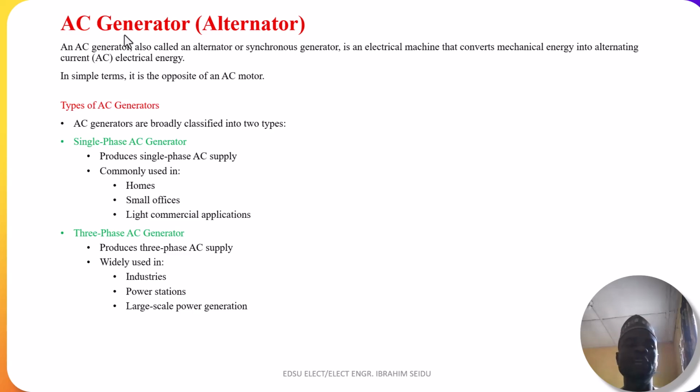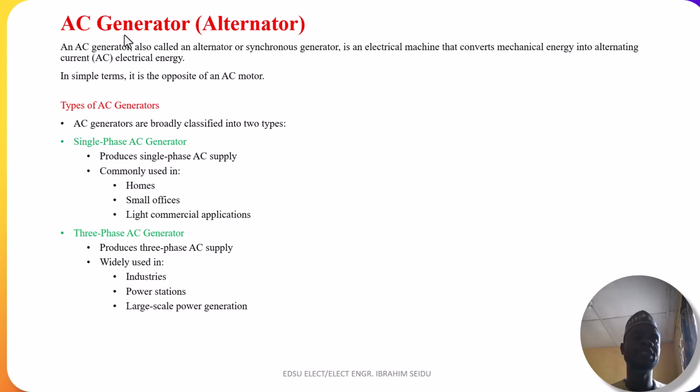Now let's give a proper definition of an alternator. An AC generator, also known as an alternator or synchronous generator, is an electrical machine that converts mechanical energy into alternating current electrical energy. It simply converts rotational or mechanical energy into AC electrical energy. So in simple terms, it is the direct opposite of an AC motor, right? It converts mechanical into AC electrical energy, while our motor does the opposite.